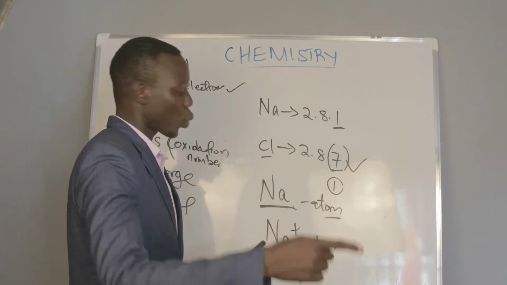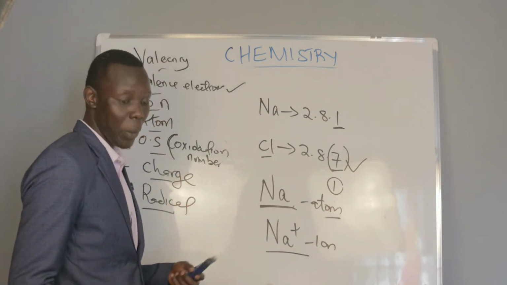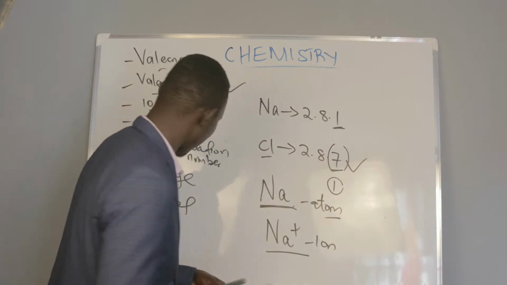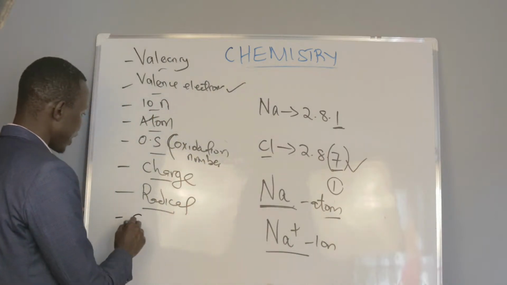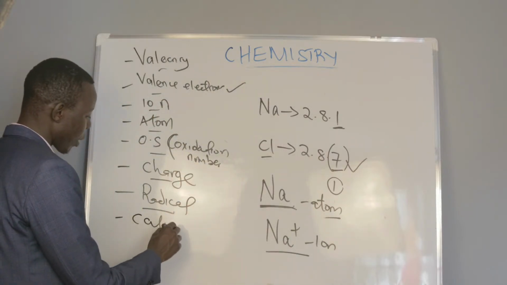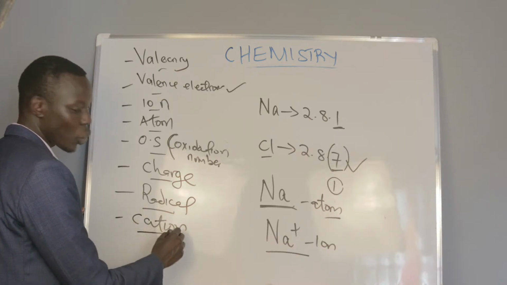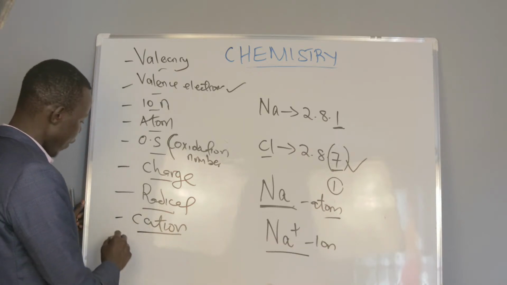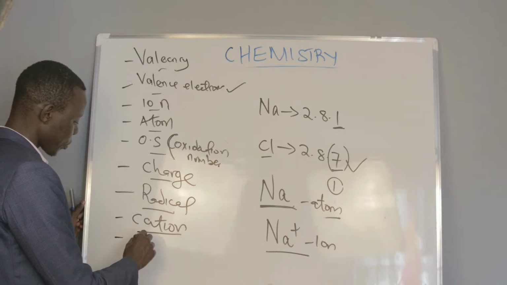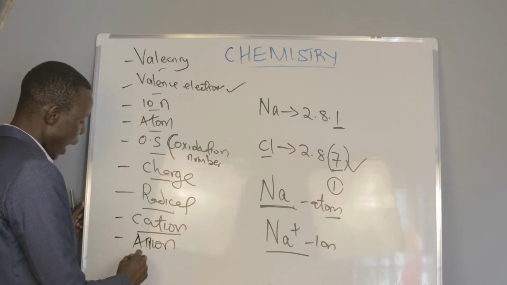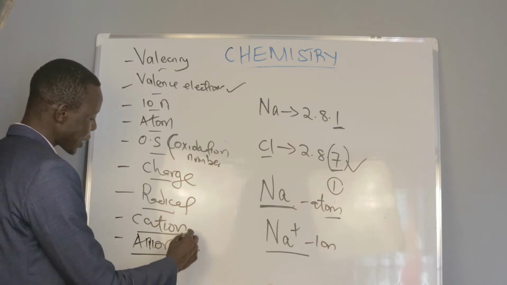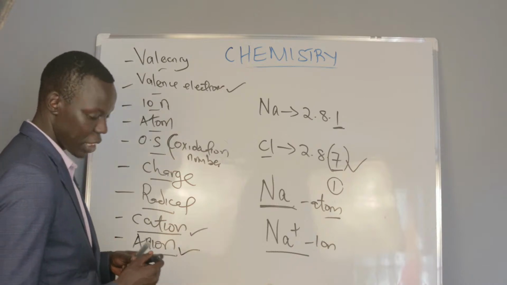It can lose electron to form a positively charged ion. Now again, listen here. Another term is coming in, cation. A positively charged ion is called cation. Then we have anion. A negatively charged ion is known as anion.